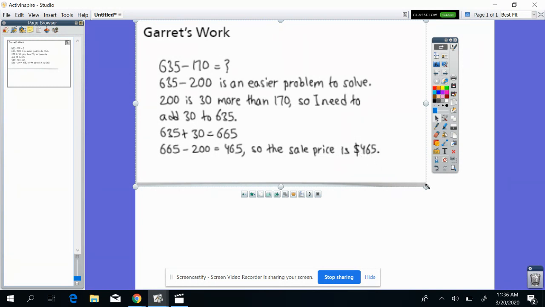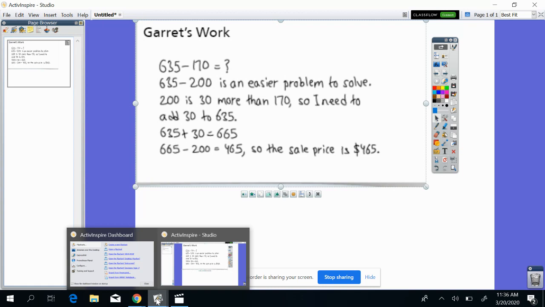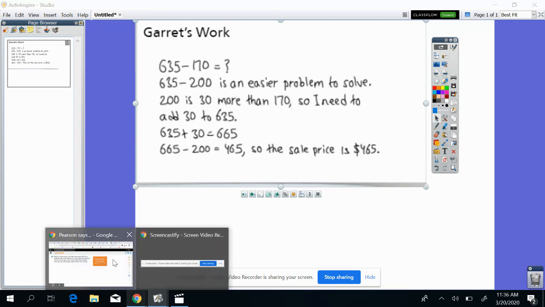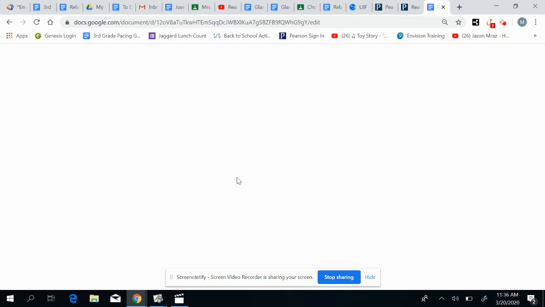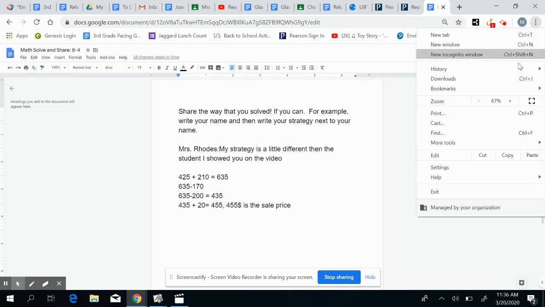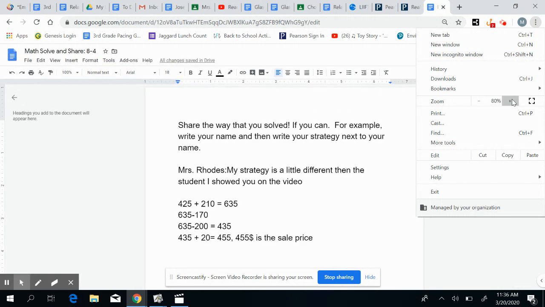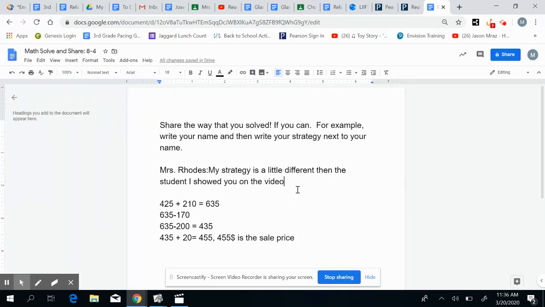Okay, this would be one way to solve the problem. A way that I was thinking, which maybe some of you were thinking too, I made a Google Doc, which I'll make a little bit bigger so you can see. You don't have to share your strategy, but when you were working on this problem, if you had a strategy you would like to share with the class, you may type in this Google document. Okay, so Miss Rhodes, here's my strategy. It says, let's start from the beginning. Share the way you solved, if you can. For example, write your name and then write your strategy next to your name.